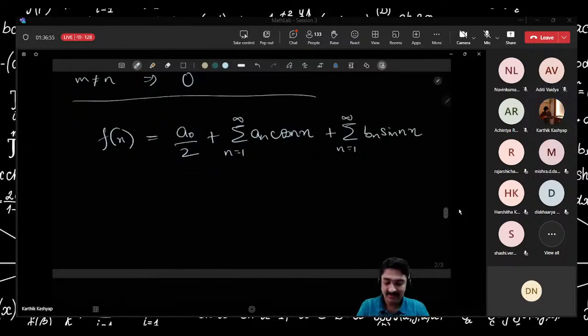So let's try to find a0 first. It is the easiest. We have seen that the integral of sine and the integral of cos both are 0 when n is not equal to 0.